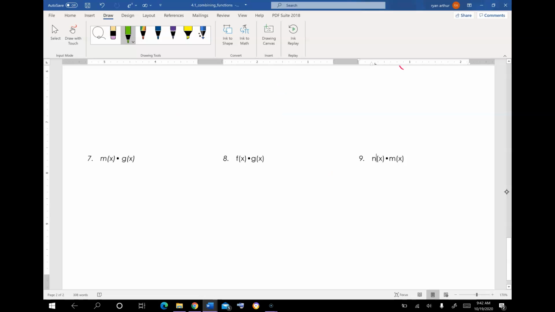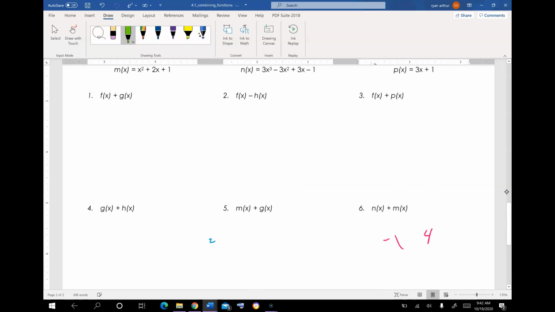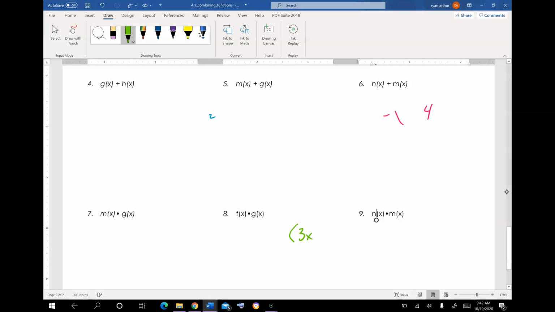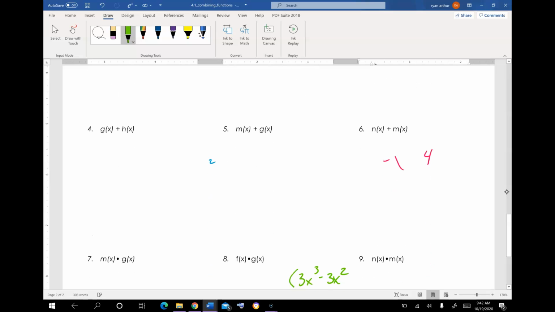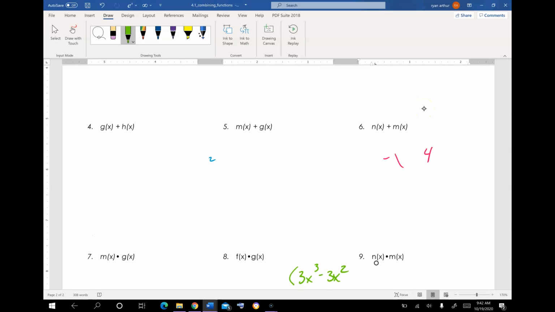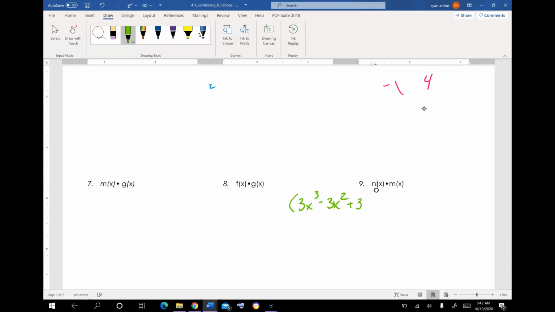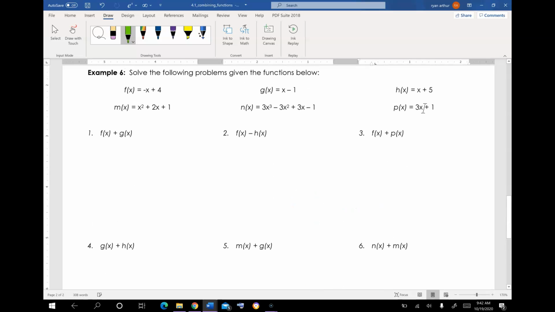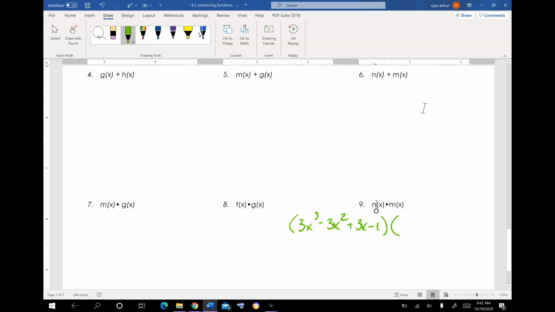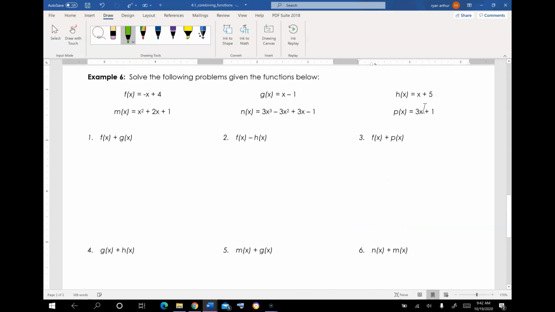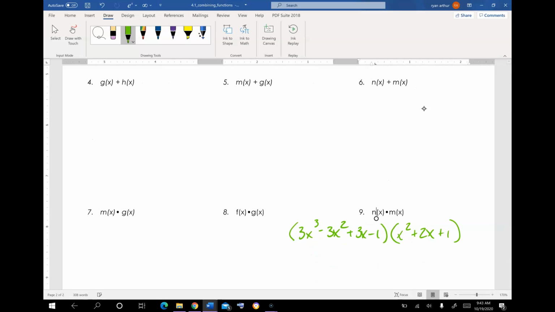N of x is 3x cubed minus 3x squared, and then it was plus 3x minus 1. And then we have m of x is x squared plus 2x plus 1. All right, here we go.